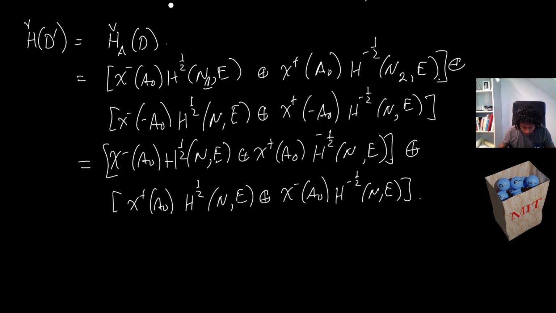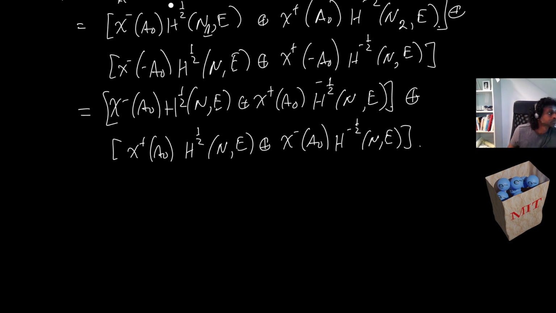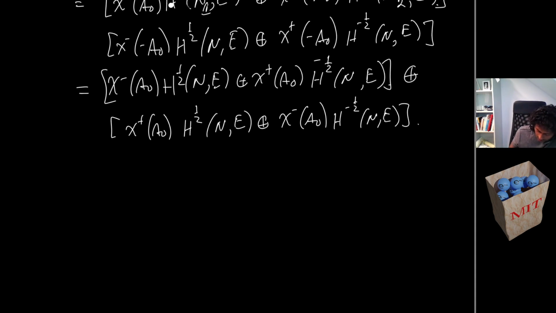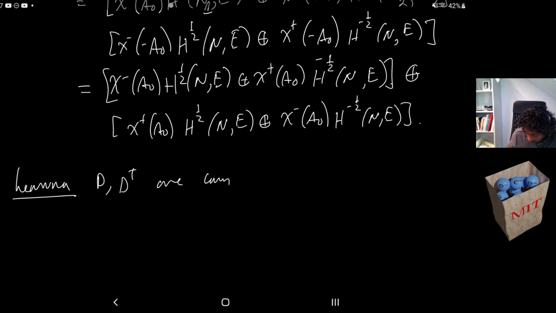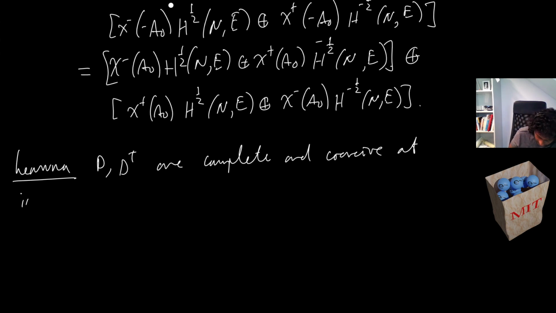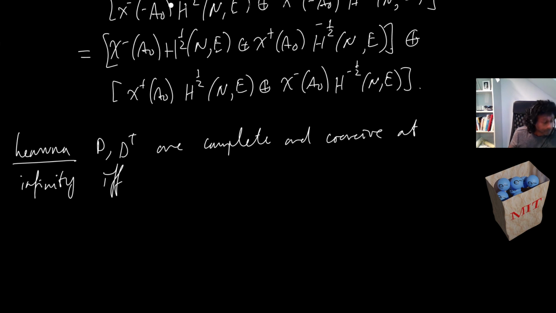Another thing I want to point out before we move to the theorem that I want to prove today. D and D dagger are complete and coercive at infinity if and only if D prime and D prime dagger are.